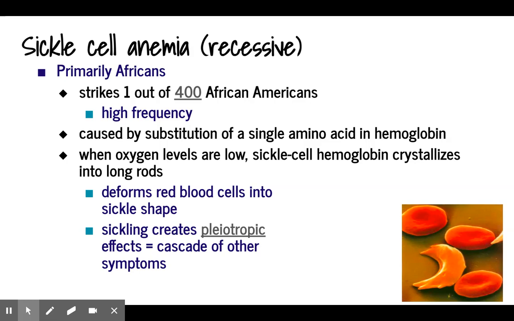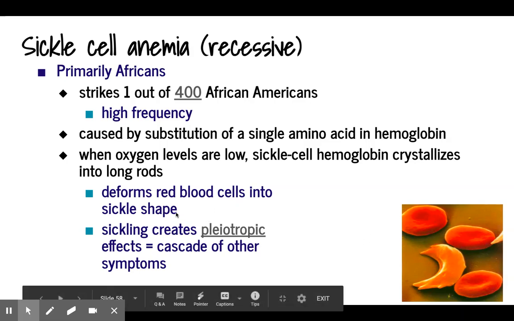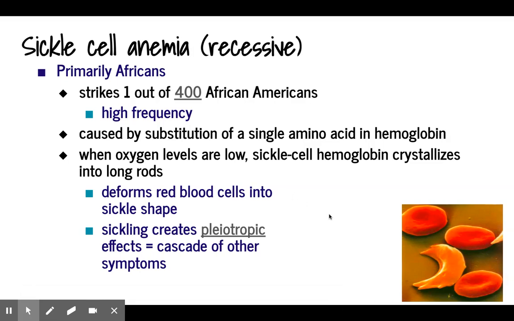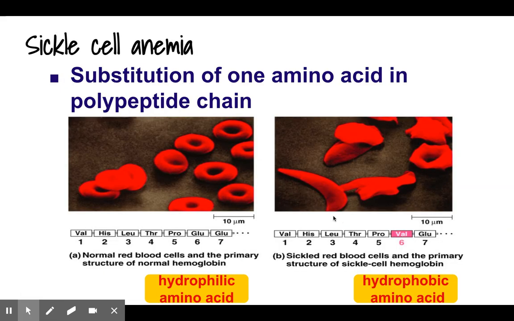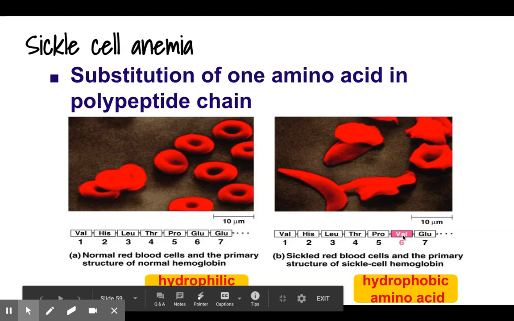Tissue then can become damaged. If the tissue is damaged, then that can also affect the organ and people can die. So it deforms the red blood cells into a sickle shape and creates a cascade of other symptoms. As we see here, this is what your normal blood cells look like. Because one letter changes in the DNA sequence, we now change glutamic acid to valine, which causes these cells to sickle.